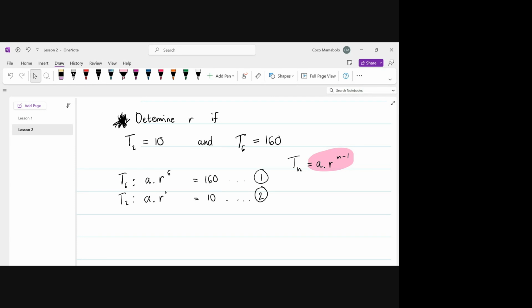And then we just do a little bit of... not minusing, I'm sorry, guys. We are dividing. Equation 1 divided by equation 2. So the a's will cancel each other out. r to the power of 5 divided by r to the power of 1 will give us r to the power of 4, which is equal to 160 divided by 10, which is 16. Then we take the fourth root of both sides. The fourth root of 16 is just 2. So r is equal to 2.